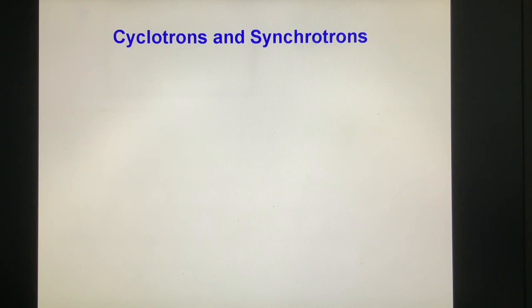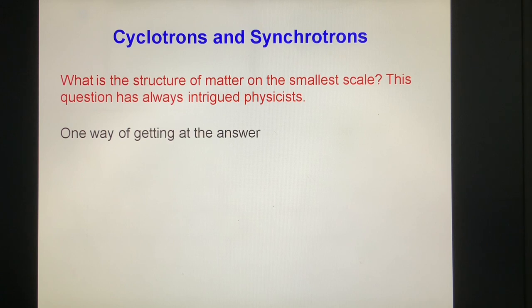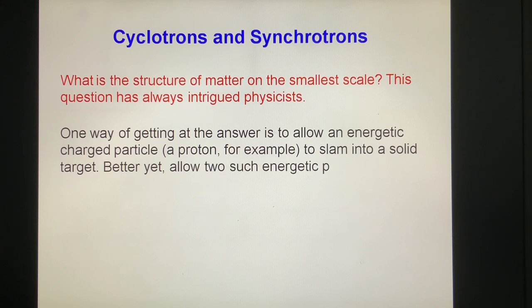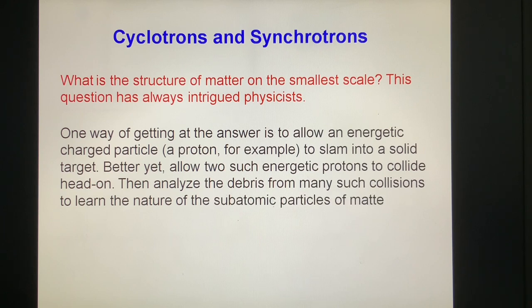Cyclotrons and synchrotrons. What is the structure of matter on the smallest scale? This question has always intrigued physicists. One way of getting at an answer is to allow an energetic charged particle, a proton for example, to slam into a solid target. Better yet, allow two such energetic protons to collide head-on. Then analyze the debris from many such collisions to learn the nature of the subatomic particles of matter.